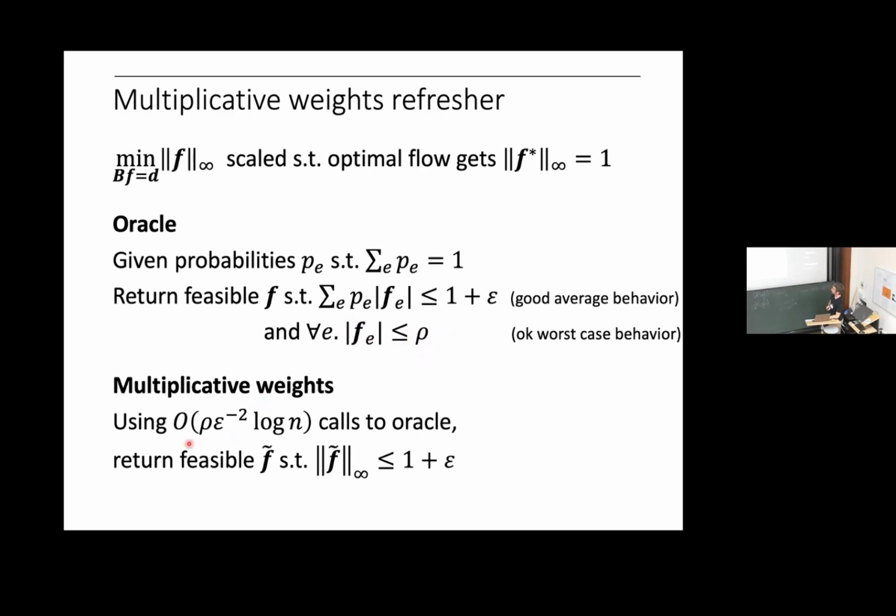And then using multiplicative weights, you can get to an epsilon approximate solution by averaging together flows like this. And you need rho epsilon to the power minus 2 log n calls to the oracle. And maybe one would think it should be rho squared somehow, but it turns out that the right number is rho here. So you can have multiplicative weight methods that get a rho dependence in some settings.